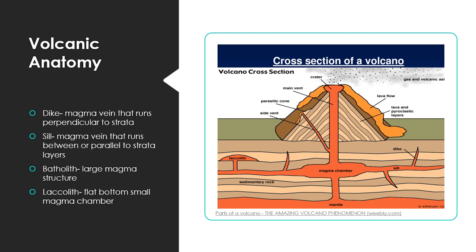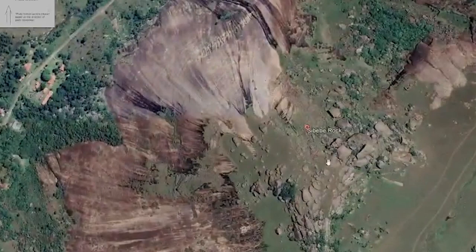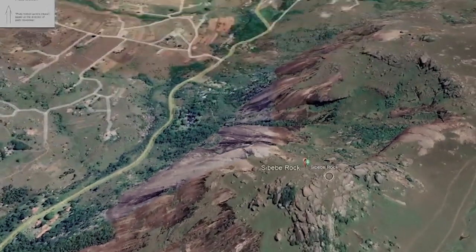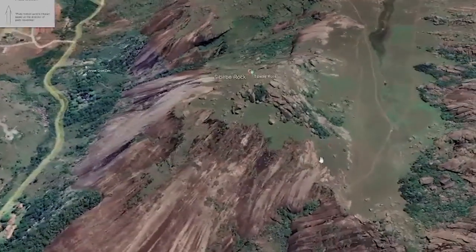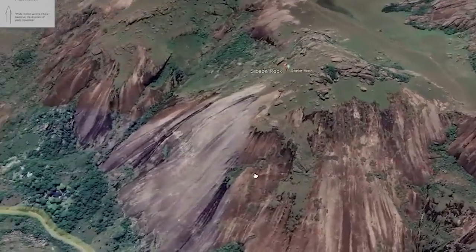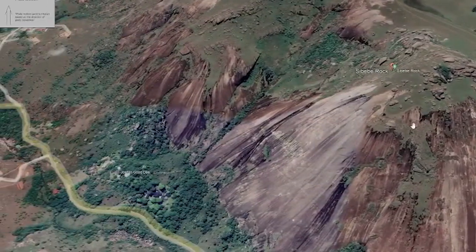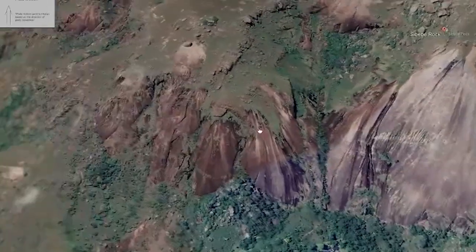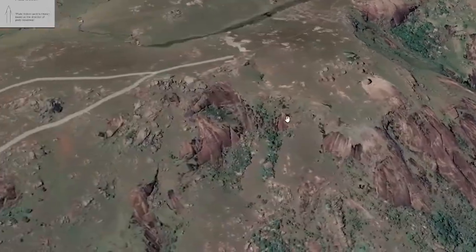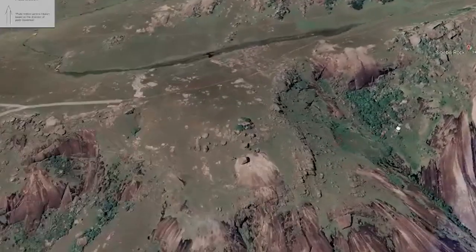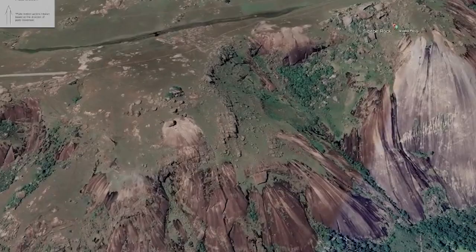And secondly, we have batholith and laccolith. They're both magma structures, but laccoliths have a flat bottom, while batholiths are a little more obtuse. And we can see that with Sebebe rock. I believe the largest batholith in the world, and you can see the steep incline walls, the irregular walls. That's how you can tell it's a batholith, and you can just tell from the top it's an igneous intrusion.